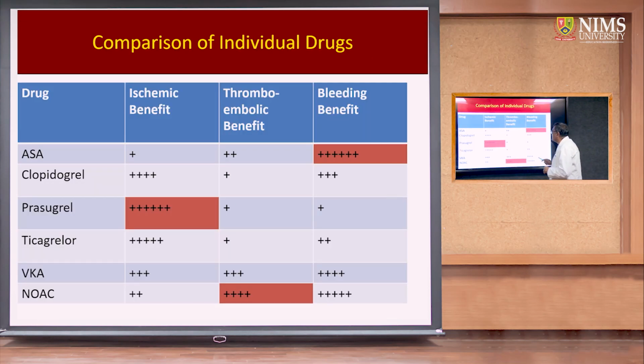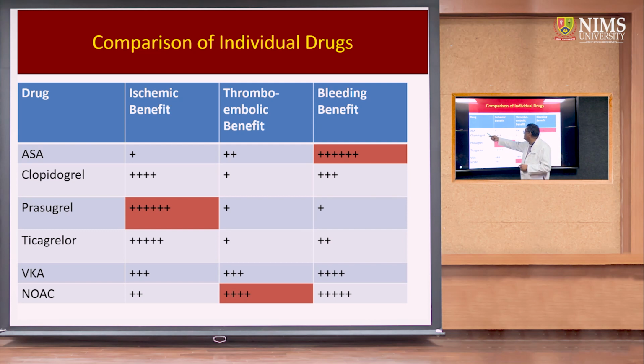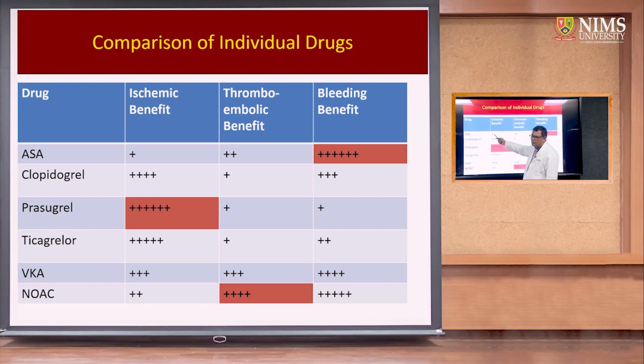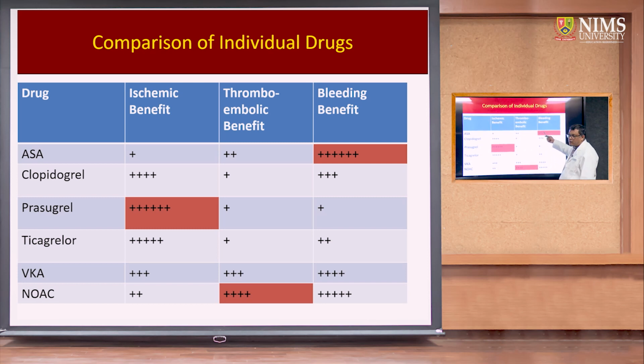So, before combining, I think you have to understand what is the ischemic benefit, what is the thromboembolic or stroke benefit, and what is the bleeding risk. So, if you look at aspirin, very low arterial thrombosis reduction, also low stroke reduction, but very low bleeding risk. So, very good here, very low bleeding risk. So, this is bleeding benefit or low bleeding risk. So, that is why you could use aspirin.